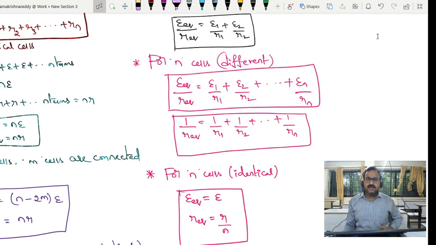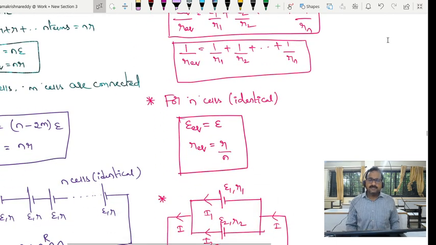In parallel combination, the potential difference will be the same. The same thing here: n identical cells are connected in parallel, the equivalent EMF is equal to E. R equivalent is equal to R by n. This is one of the important points in that.